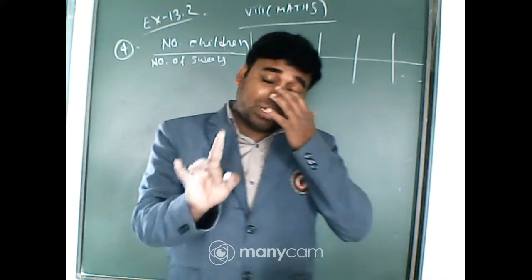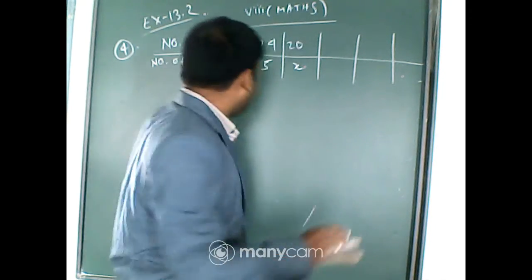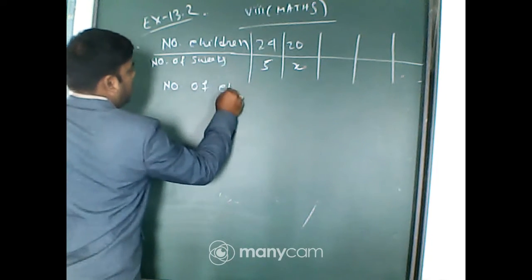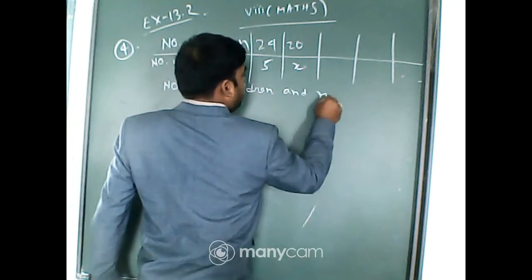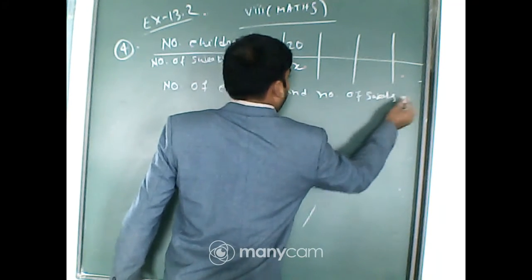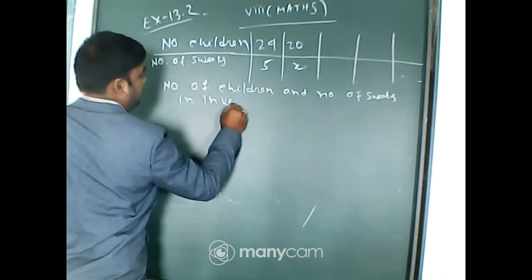Write down the statement also. Number of children and number of sweets are in inverse relation.